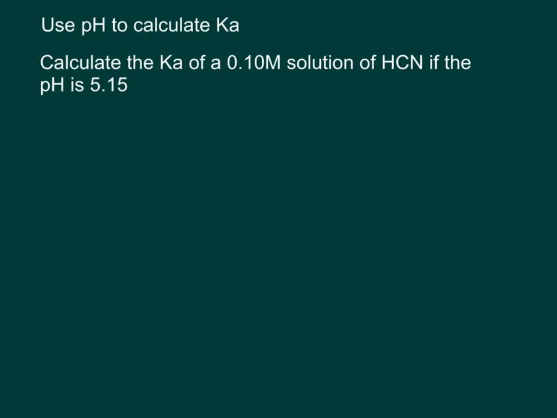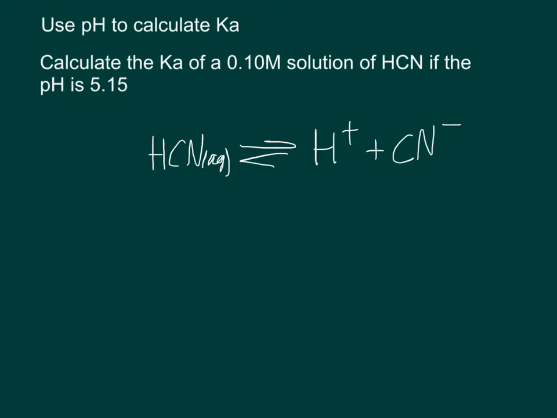So in this case, we're looking at the Ka of a 0.1 molar solution of HCN if the pH is 5.15. I'm just going to set up like we did in the previous video, and we're going to say that HCN aqueous is going to go at equilibrium into H plus and CN minus. When we take a look at the H plus and CN minus, we're going to set up a RICE chart because this is not a strong acid, so we're at an equilibrium.